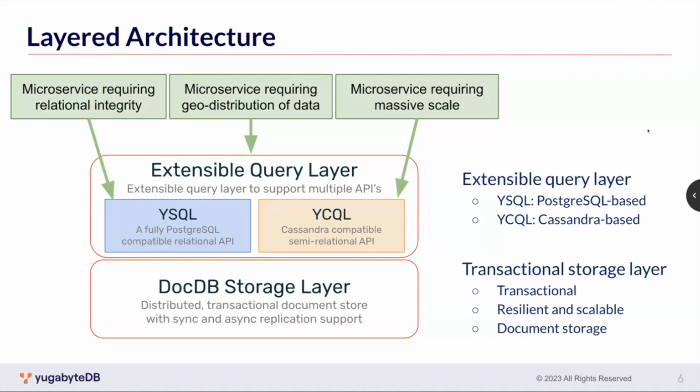And then you have the storage layer, which distributes the data, manages transactions and so on. We call that DocDB, but it's based on RocksDB. So again, for example, if your microservice requires relational integrity, then use YSQL. For massive workloads, then YCQL, and of course you can use a mix of both. So it's very important that there are these two layers.